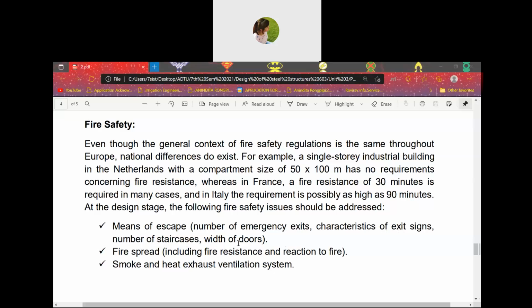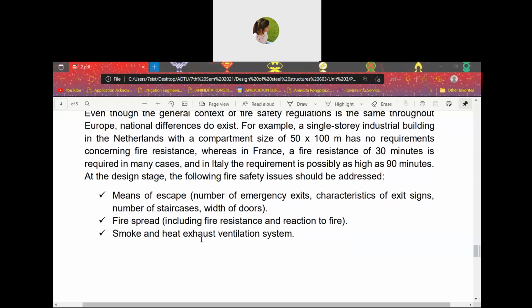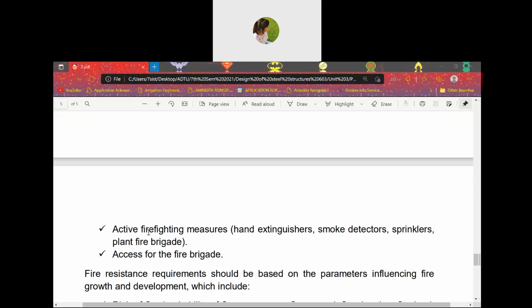Next, the fire spread, including fire resistance and reaction to fire. Number 3, smoke and heat exhaust ventilation system. Number 4, active firefighting measures including hand extinguishers, smoke detectors, sprinklers, planned fire brigade. And the last one is access for the fire brigade.